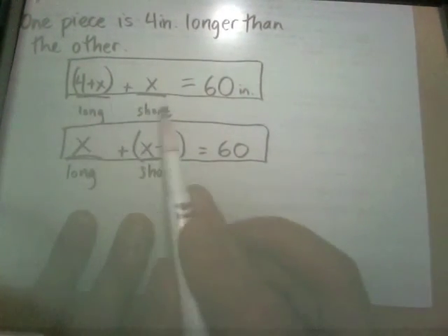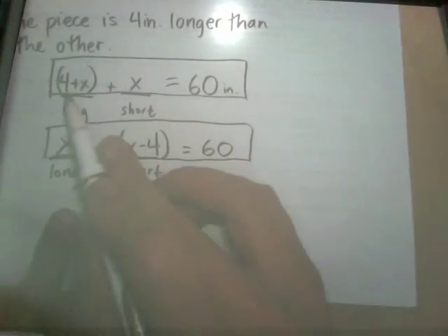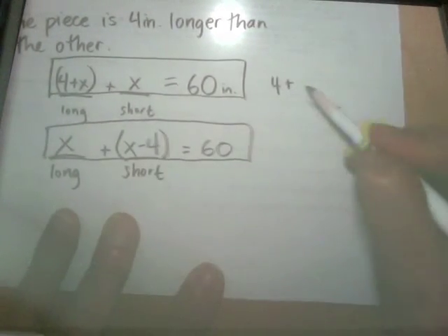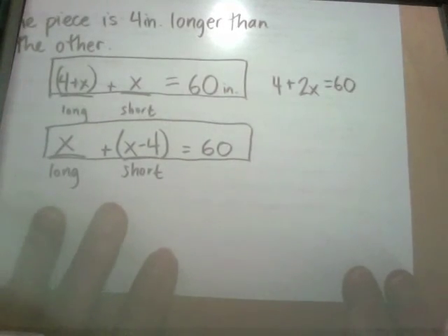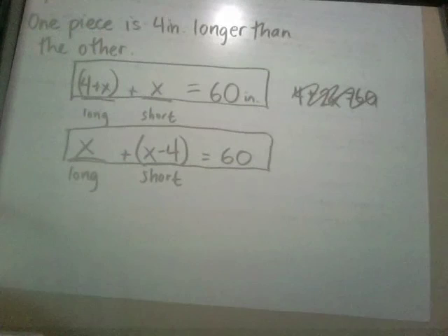Because let's say we were going to solve this. 4 plus x, I can't add those together because I don't know what x is. But if I had x plus x, I could combine my like terms. x plus x is 2x. I start by subtracting 4, then I divide by 2. You don't have to do this part yet. So if you want to add parentheses for the two pieces, you can.